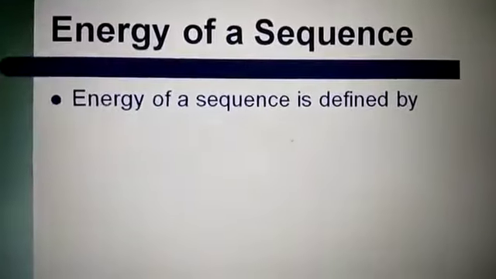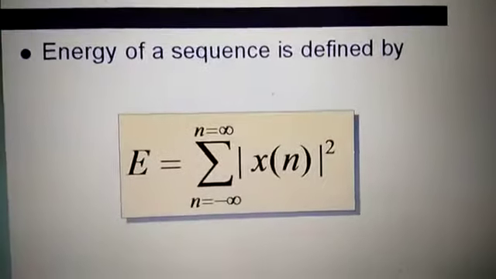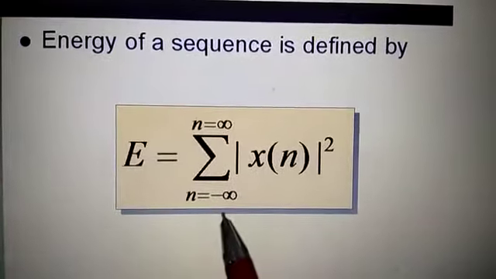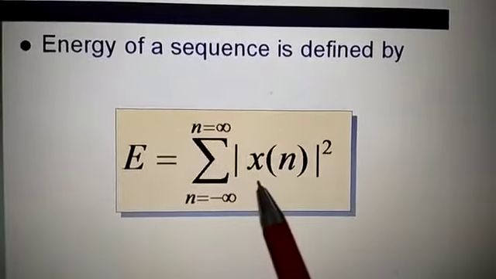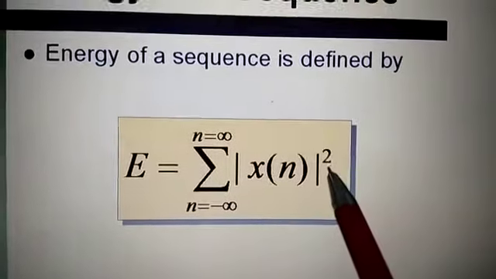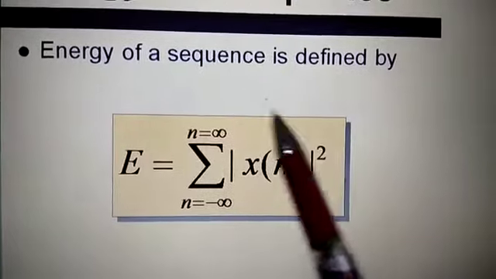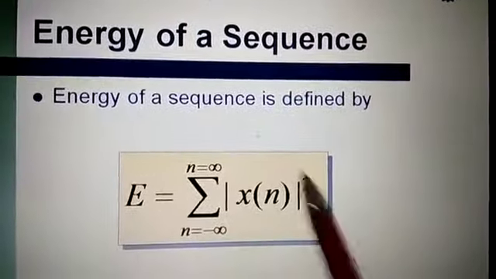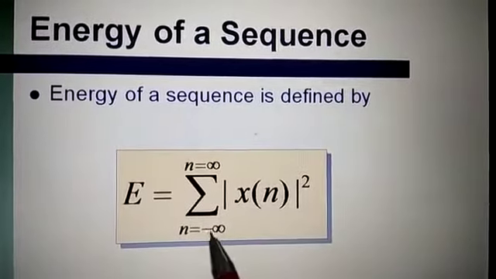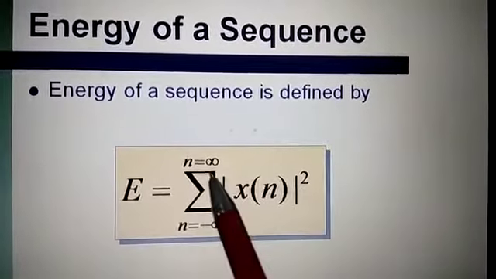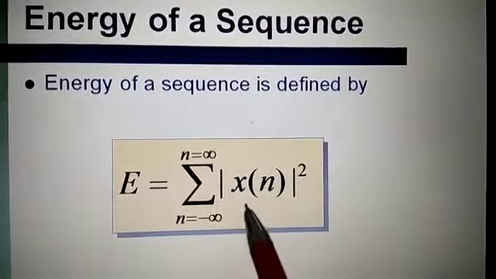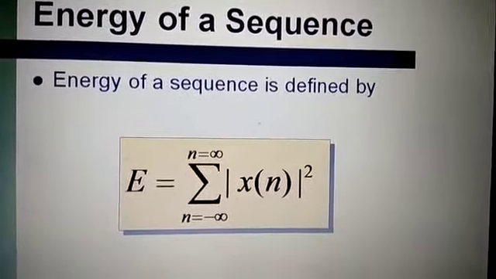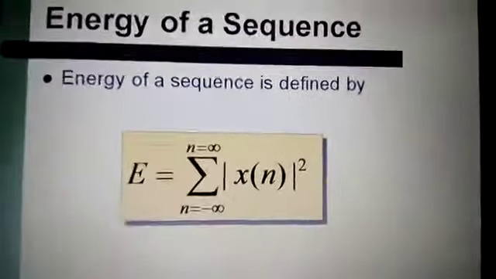Similarly, energy of a sequence is defined by this formula. Energy E is equal to summation n is equal to minus infinity to infinity magnitude of x of n whole square. This comes from Parseval's theorem, and hence the energy of a sequence is given by this formula, n is equal to minus infinity to n is equal to infinity magnitude of x of n whole square. This is called the energy of a particular sequence.